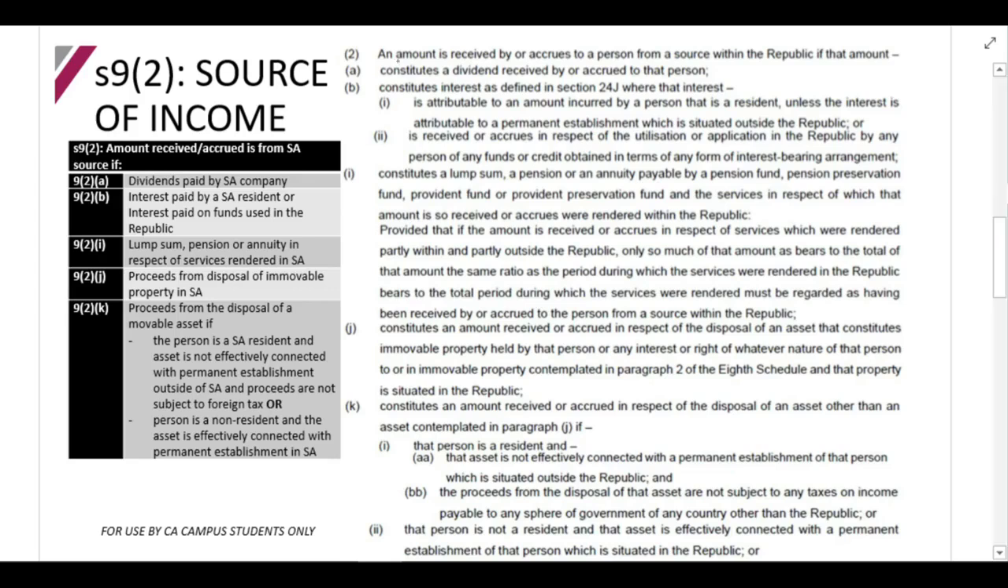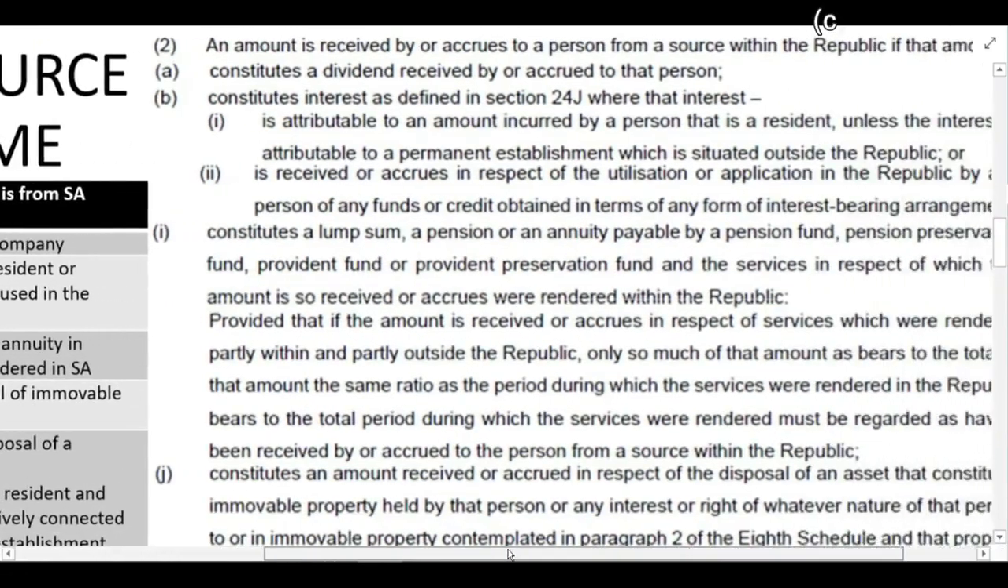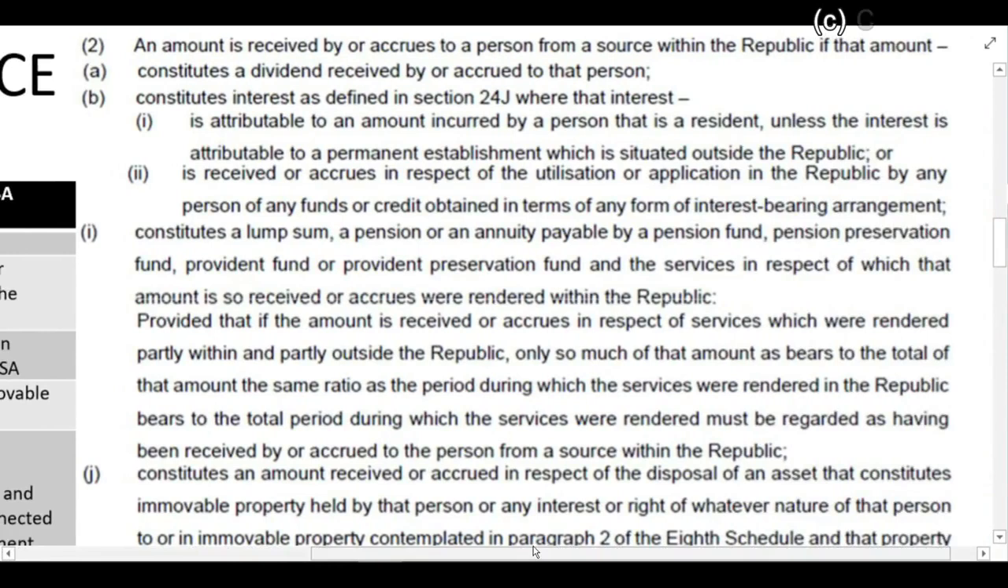So if we look at Section 9.2, let's zoom in a little bit here. An amount is received by or accrues to a person from a source within the Republic if that amount, okay, and then they give us the rules. So I want you to see, they don't talk about non-residents or anything like that. They just talk about an amount is from a source in South Africa if the following applies.